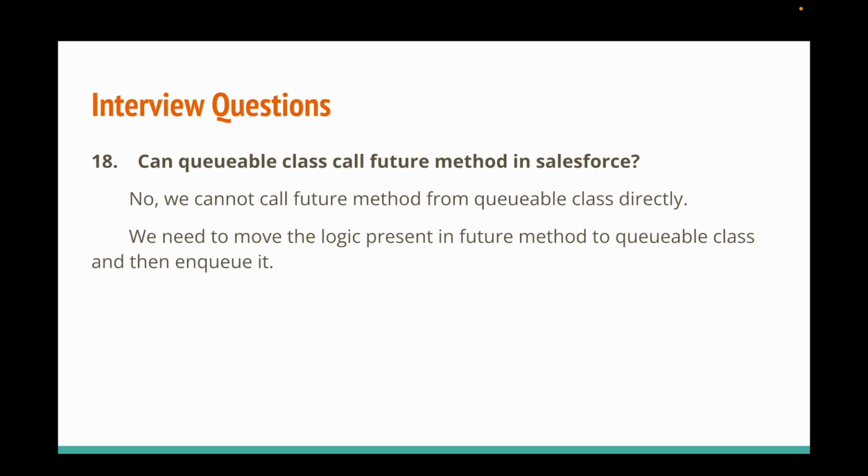Then the next question we have: can a queueable class call a future method in Salesforce? So no, we cannot call the future method from a queueable class directly. We can move the logic present in the future method to the queueable class and then we can enqueue that class. So no, we cannot call the future method from the queueable class.